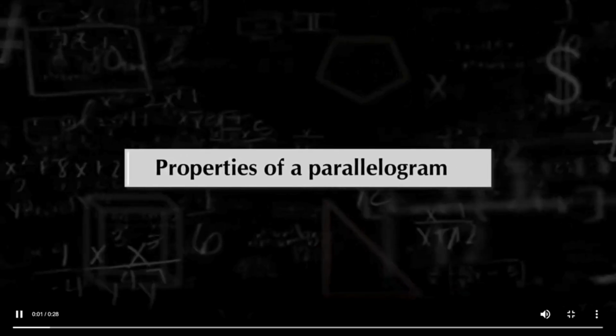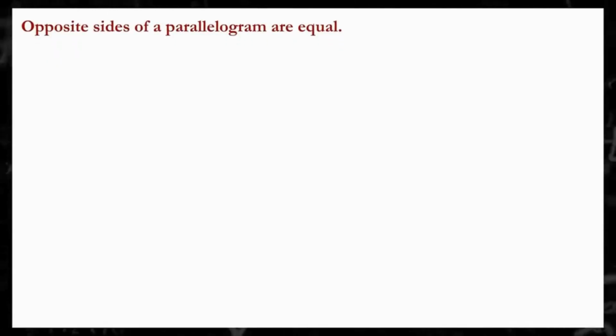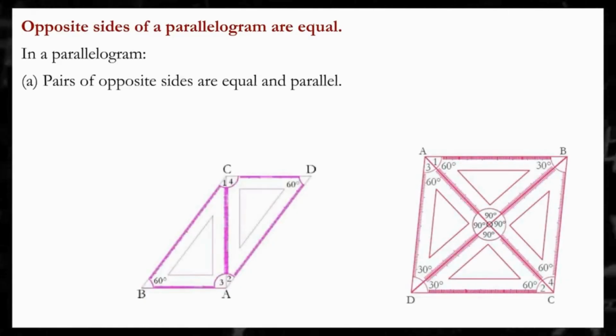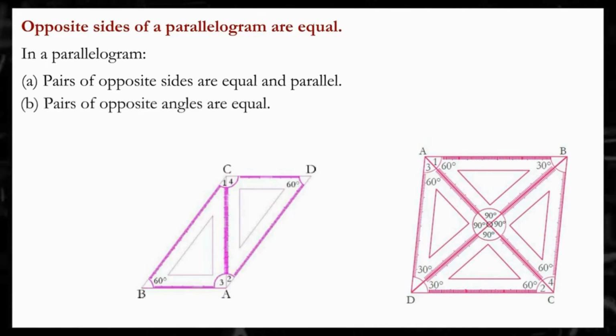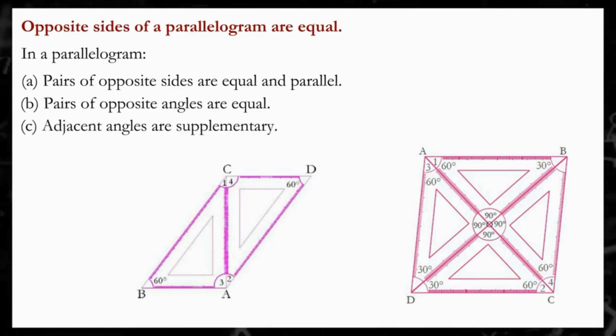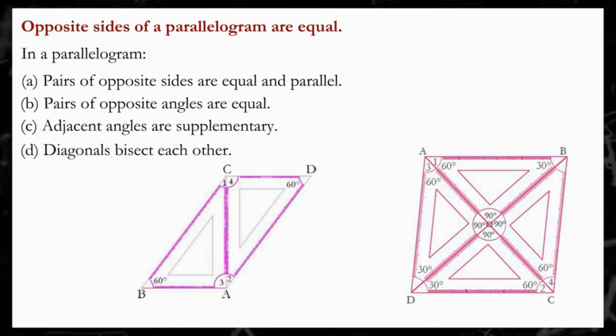Properties of a parallelogram. Opposite sides of a parallelogram are equal. In a parallelogram, A, pairs of opposite sides are equal and parallel. B. Pairs of opposite angles are equal. C. Adjacent angles are supplementary. D. Diagonals bisect each other.